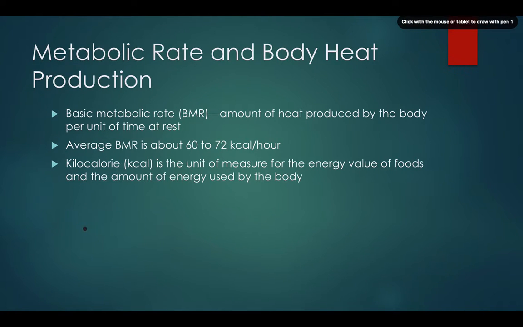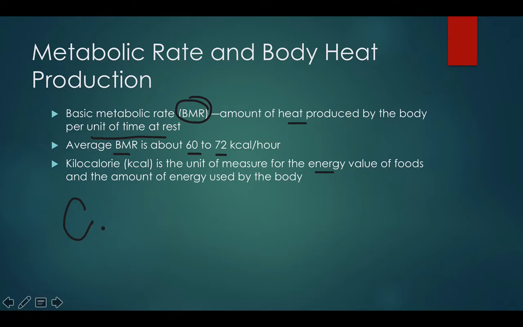The basal metabolic rate, we call this BMR, is the amount of heat that's produced by the body per unit of time at rest. An average basal metabolic rate is between 60 to 72 kilocalories per hour. A kilocalorie is the unit of measure for the energy value of food and the amount of energy used by the body. When you eat food, you notice it has calories, like a granola bar that's 500 calories. You convert that into kilocalories, the unit of measure of the energy value it'll give to your body.